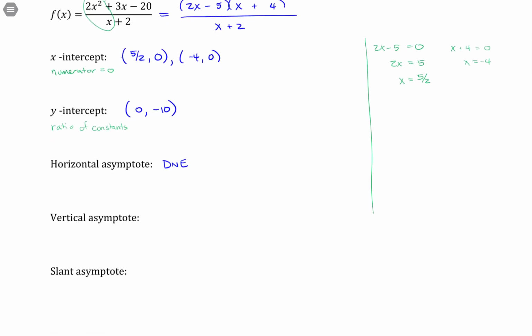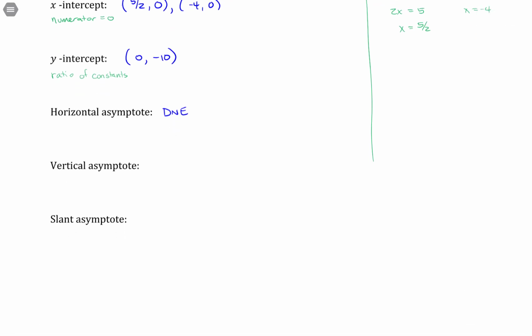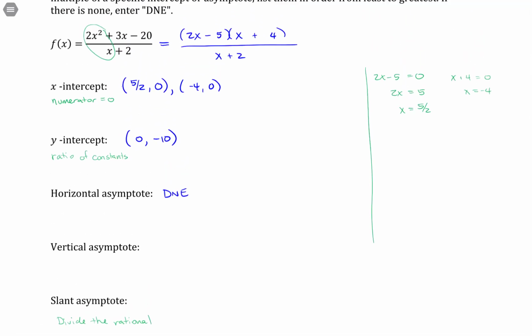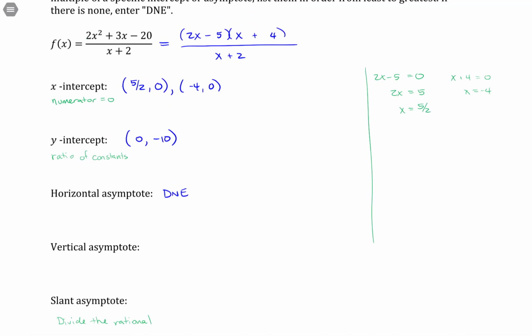So to get the slant asymptote, because the degree happens to just be 1 larger in the numerator, what we have to do is divide the polynomial. So divide the rational. Now, if we have a denominator like this with x plus 2 where it's a linear factor, the leading term coefficient is just 1, we can actually use synthetic division. So that's great. That'll make things easier.